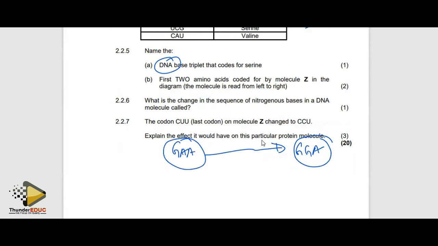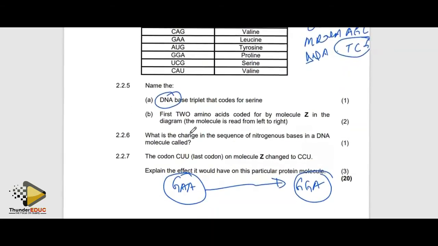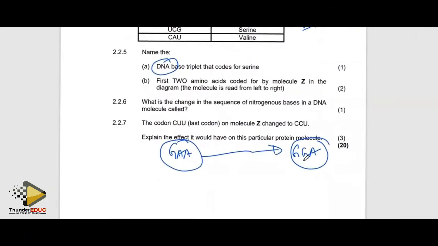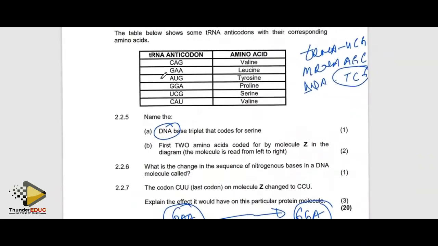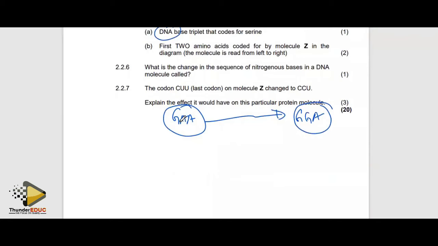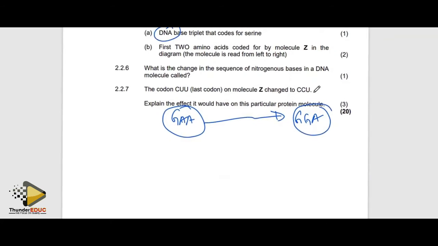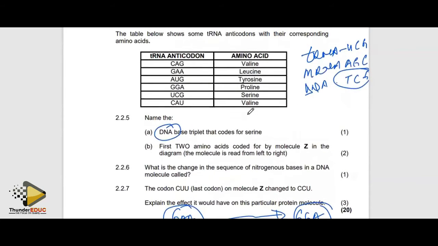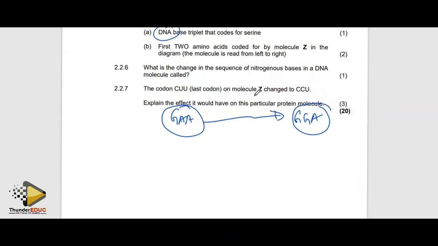If this codes for the same amino acid as this, there will be no change in the protein. It's like having two names: I call you with the first name, you say yes, sir. I call you with the second name, still you say yes, sir. But if I call you with a different name, you won't say yes, sir, because that's a different person. So if this codes for the same amino acid, the protein will remain the same. But if this codes for a different amino acid, then the protein will change. So if you come here, GAA is leucine, while GGA is proline. It means that change of this to this will result in a different amino acid being coded, from leucine to proline, which will result in a different protein.